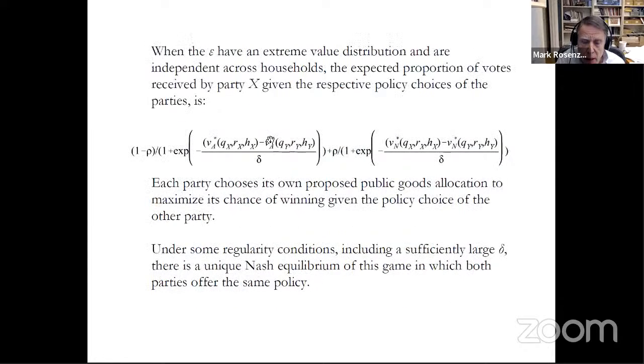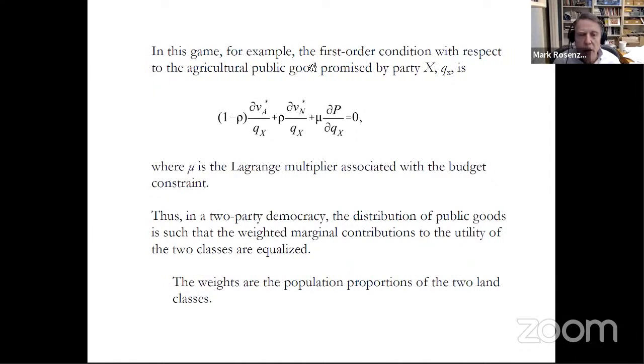All right. So when the epsilon, this random term, has an extreme value distribution that's independent across households, then we can determine the expected proportion of votes that are going to be received by any party, given whatever platform is promised by the party. This is an equilibrium game because each party is going to choose the public goods allocation to promise to maximize its chance of winning given the policy choice of the other party. And we can show there's a unique Nash equilibrium of this game in which essentially the result is that both parties are going to offer the same policy. And that policy is going to depend on the voter shares of the two groups. And in particular, the first order condition, for example, for the Q infrastructure good is just going to equalize the weighted marginal utilities of the two groups, where the weights are their fraction in the population.